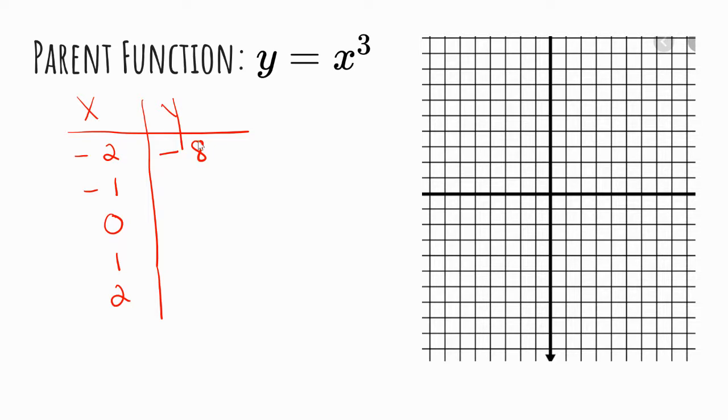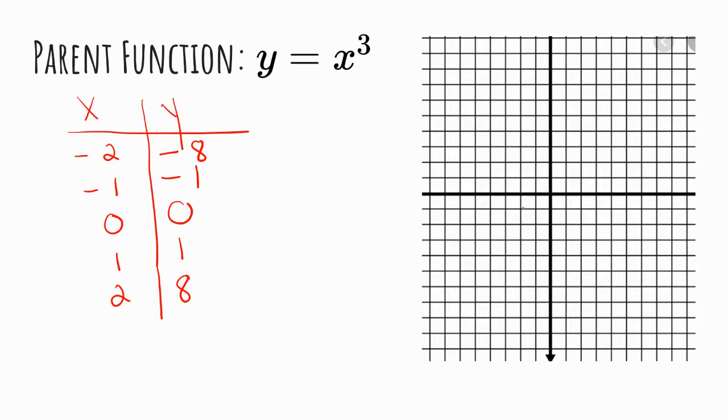-1 times -1 times -1 is -1. 0 times 0 times 0 is 0. 1 times 1 times 1 is 1. And then 2 times 2 times 2 is 8. Alrighty, so let's graph these and see what it looks like.